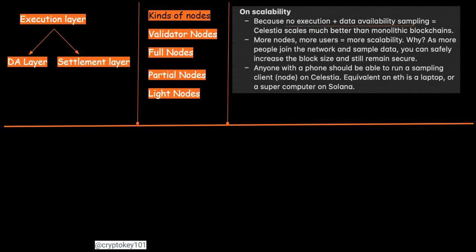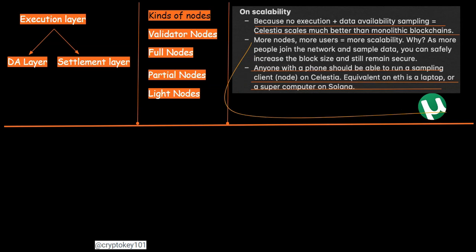Because there is no execution and there is data sampling, Celestia can scale better than monolithic blockchains. And anyone with something like a mobile phone can run a sampling client, and they will be able to get access to the network. So it will just be like BitTorrent. The more nodes join the network, the more users join the network, the more scalable it is, like BitTorrent for sharing files.